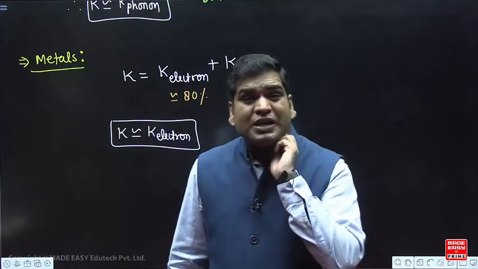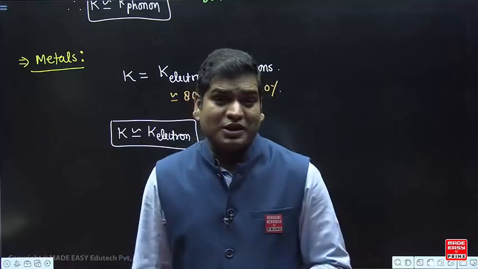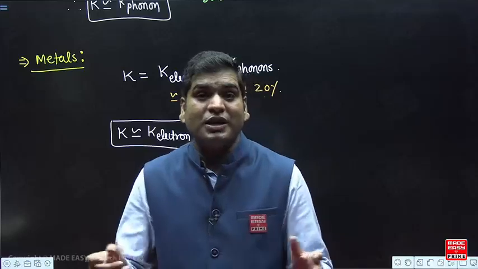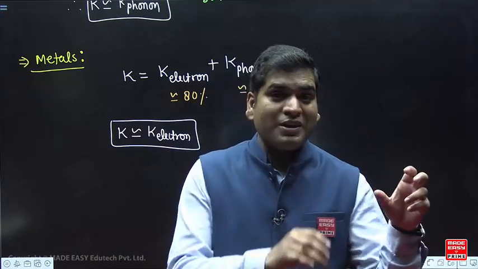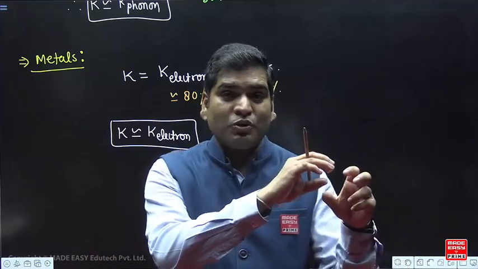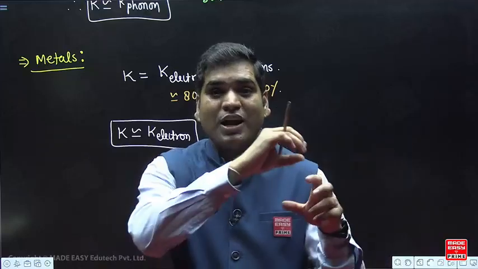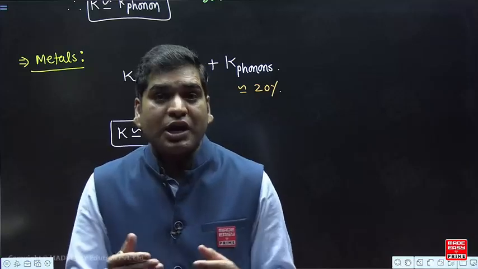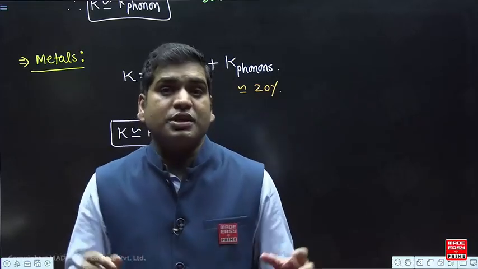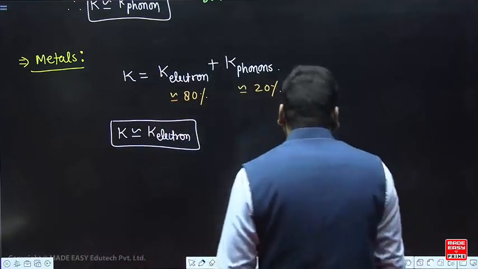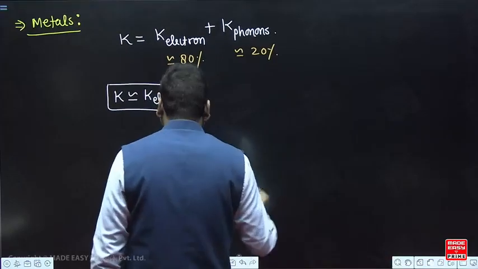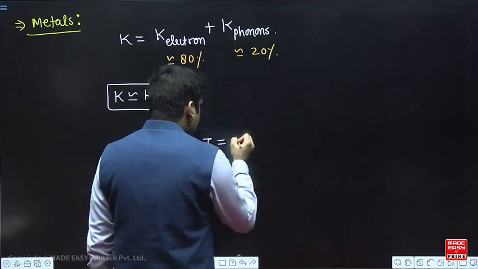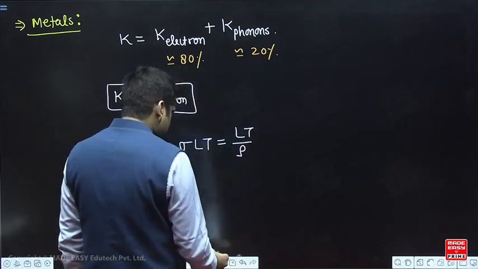metal. If electrons are responsible for both types of conductivities, thermal as well as electrical, then there must be some relationship between thermal and electrical conductivity, because the same particle is taking part in electric conduction as well as in thermal conduction. So the same particle is participating in both types of conduction. It means these conductivities must have some relationship. So that relationship is given as K = sigma LT, that is LT by rho.